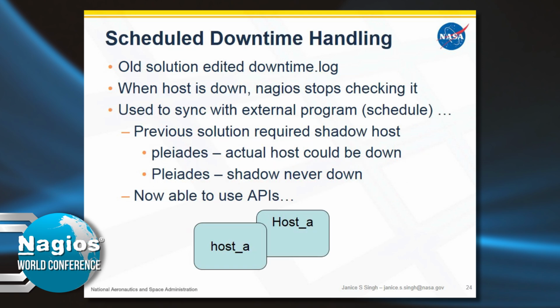So then the other way that we use the APIs is in handling scheduled downtime, because Nagios has its scheduled downtime, and then we have a separate external program that's called Schedule, for getting our downtime. Our old way of doing it, and I don't know how much of this was just bad design or because we didn't have a better way of doing it, was actually editing the downtime log, which I know was wrong because at the top of it, it says don't edit this.